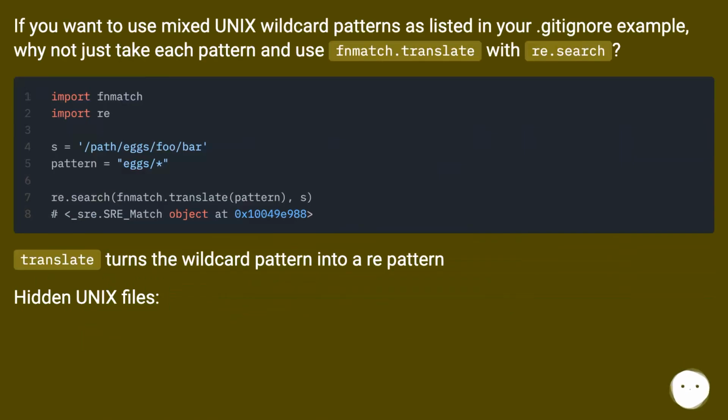If you want to use mixed Unix wildcard patterns as listed in your .gitignore example, why not just take each pattern and use fnmatch.translate with re.search? Translate turns the wildcard pattern into a re pattern. Hidden Unix files.